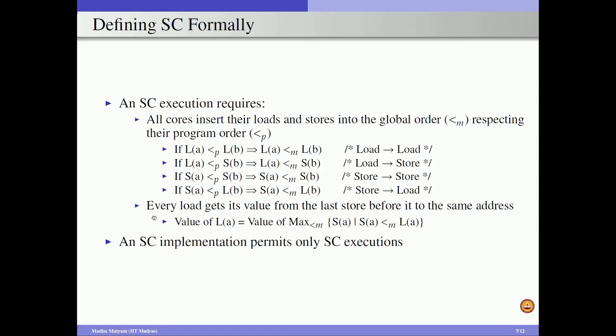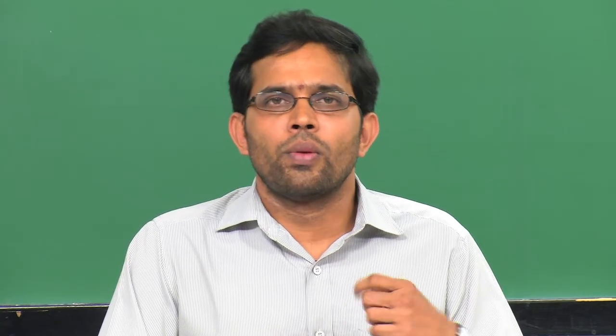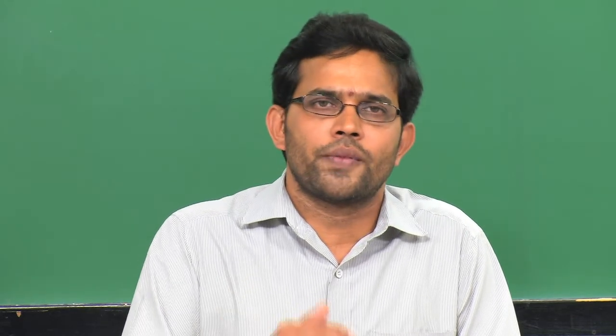So, how do we implement this sequential consistency in our system? A naive method is, consider a unicore processor where this unicore processor is supporting multitasking. So, this unicore processor can execute one task now, and then there may be a context switch, and then it will go to another task and execute, and then again go to a third task and execute for some time, and then there is a context switch and it comes back to the first task and executes.